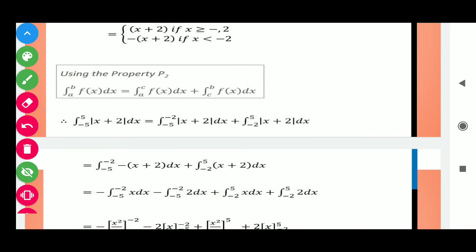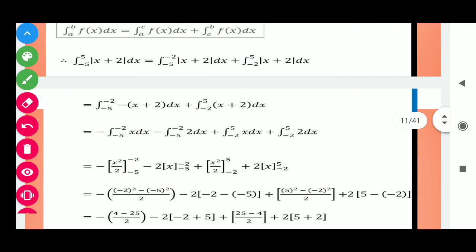Now students, integrate this and after that put the limits. Okay, so here we split this into 4 integrals. After that, integration of x is x square over 2, integration of 2 is x because 2 is a constant; integration of x is x square over 2, in the same way integration of 2 is x.